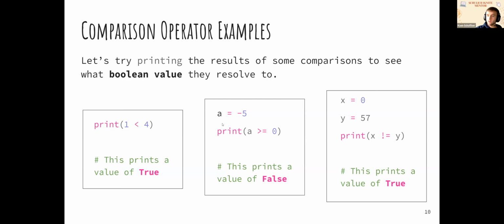Same sort of deal here. You can take values within a variable and compare them to other variables, as we see right here, or to constants. If we want to check that the value of a is greater than or equal to 0, we can do that. In this statement, because a is -5, it's not greater than or equal to 0, so this will print false. Like I said, you can compare variables. If x is equal to 0 and y is equal to 57, we're checking to see if x is not equal to y. That statement is true, so true gets printed.